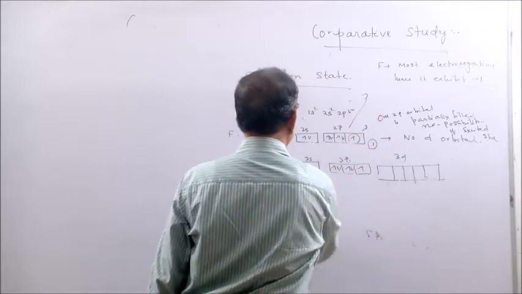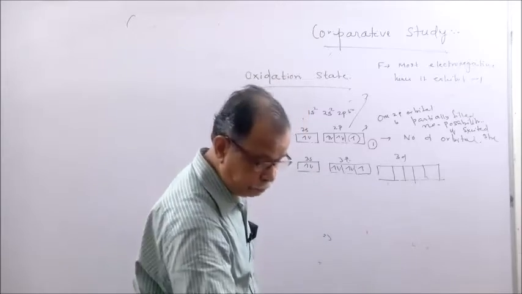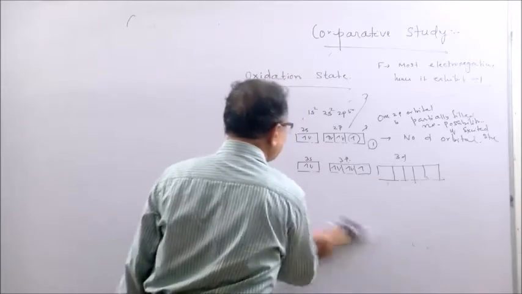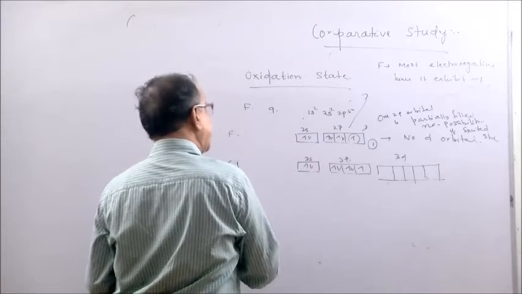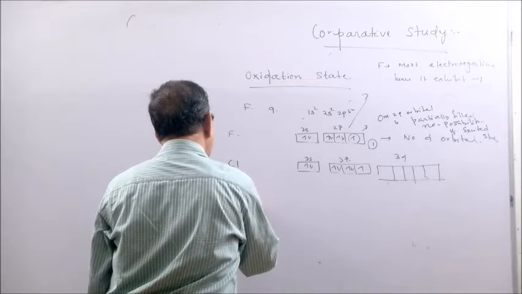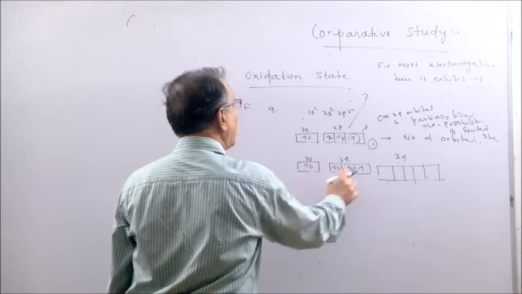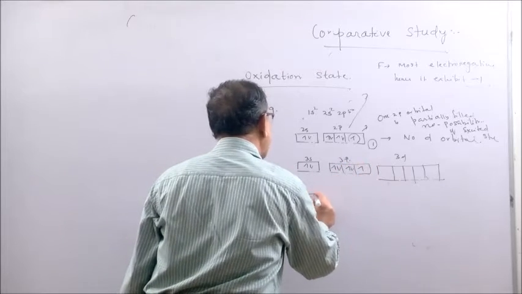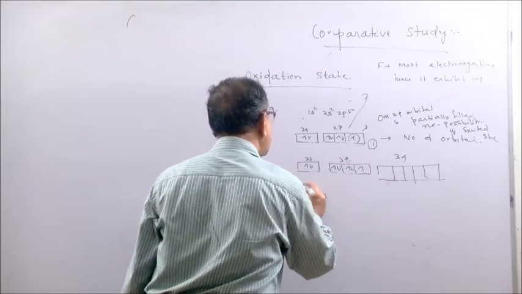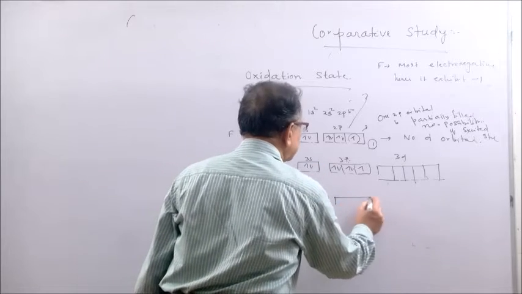Look here, others, chlorine. In the case of chlorine, there is a possibility of an excited state. In the excited state, one electron jumps from here. It will give like this. Maybe it is possible like that.